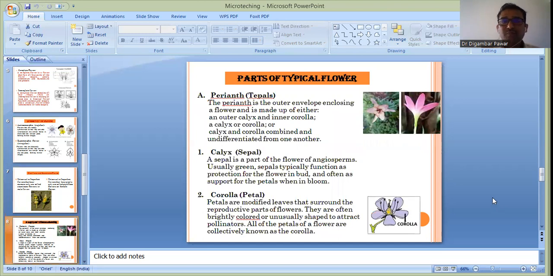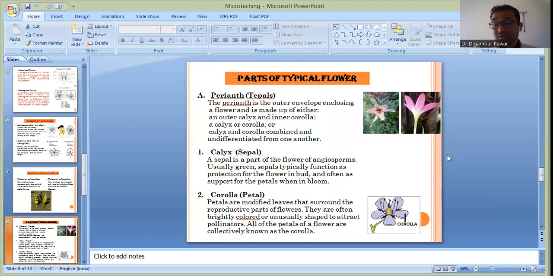Then the parts of a typical flower. Mostly there are four parts of a typical flower: calyx, corolla, androecium, and gynoecium. Calyx is the outermost part of the flower. Then the second part, inside the calyx, is the corolla. Inside the corolla, the androecium is present. Inside the androecium, the innermost part is called the gynoecium.